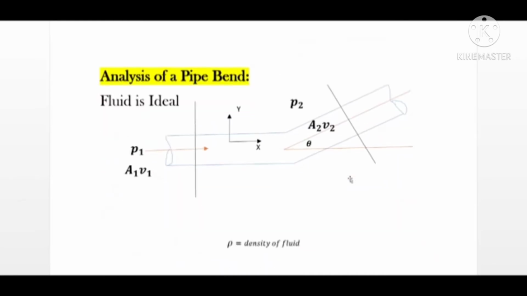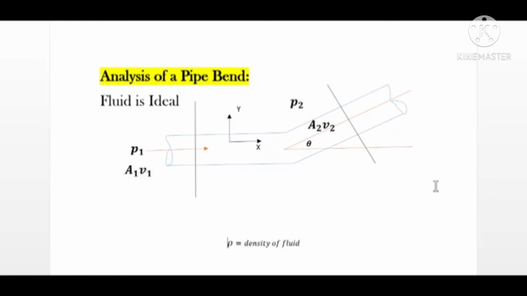So let us now analyze the pipe bend, which is concerned with your syllabus. For the derivation of the force acting on the pipe bend, let us consider that the fluid flowing in the pipe is ideal. So here we have considered a pipe having a bend at theta degree with horizontal.